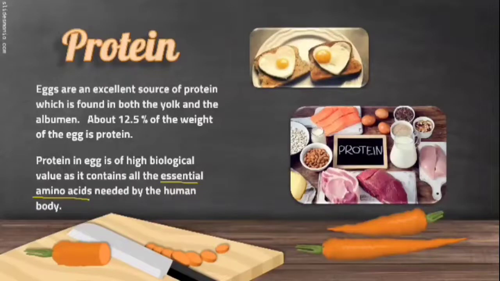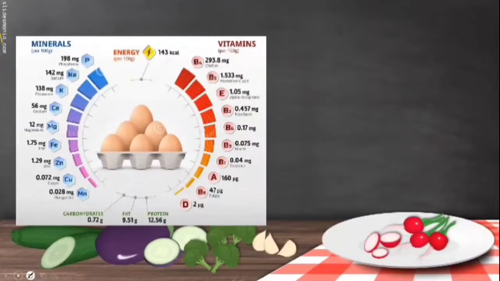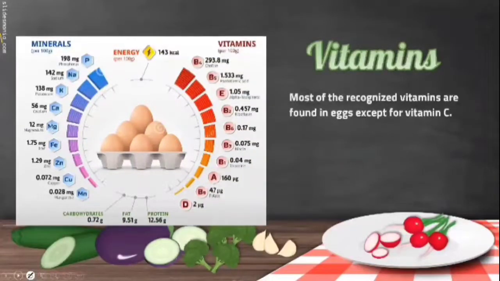Okay? There are two types of amino acids, the essential and the non-essential. When we say non-essential, these are the amino acids that can be produced by our own body. Next, in this slide, you will see the different vitamins that we can get from the egg. Okay, vitamins. Most of the recognized vitamins are found in eggs, except for vitamin C, just like what I told you before. Right?